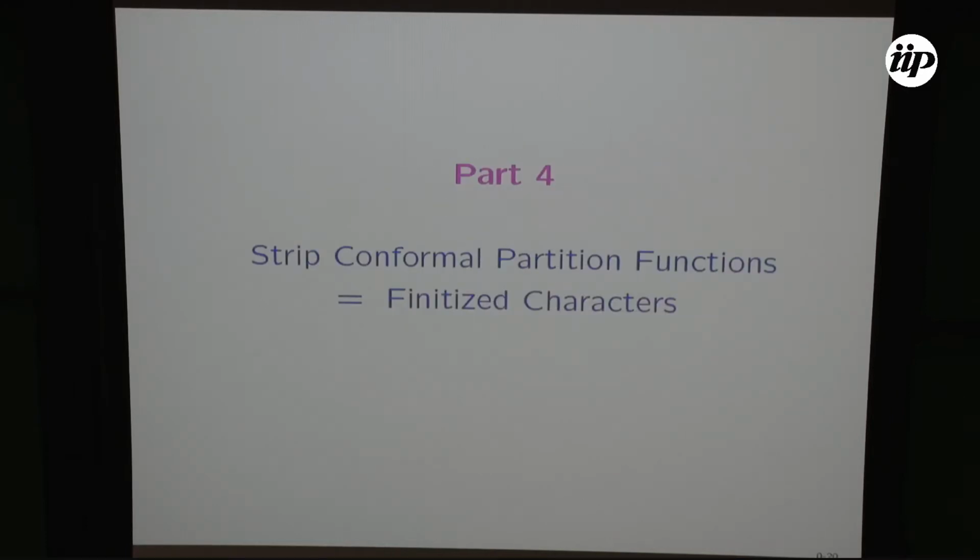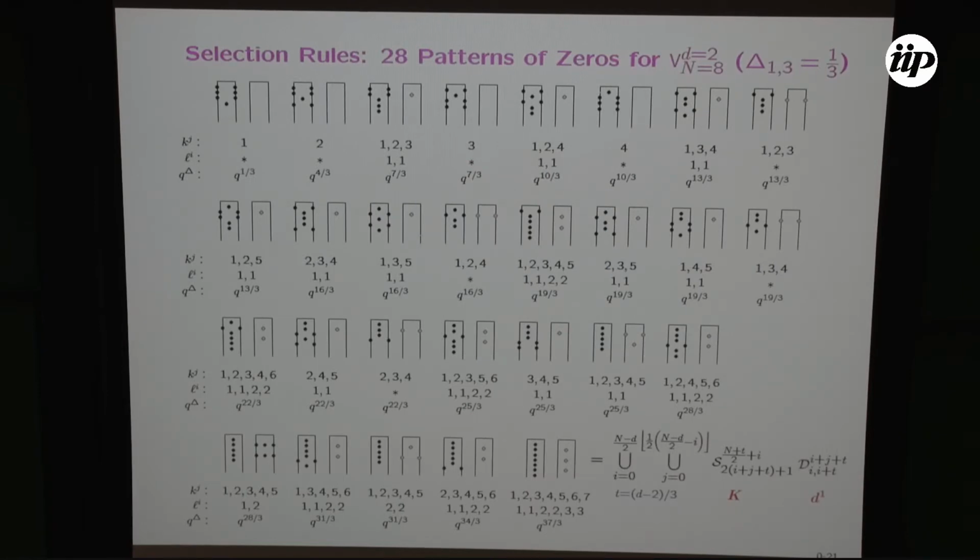We want to look at the strip conformal partition functions, and these will generate for us the finitized characters. So when you look using a computer for a finite size, here I'm looking at finite size n equal to 8, and I'm setting d equal to 2, so 2 defects. That means that the Kac label s takes a value d plus 1, which is 3, and delta 1,3 is 1/3. And now I've listed off all of the 28 patterns that we see on a computer. And these patterns all fall into groups described by the single row diagrams and the double row diagrams.